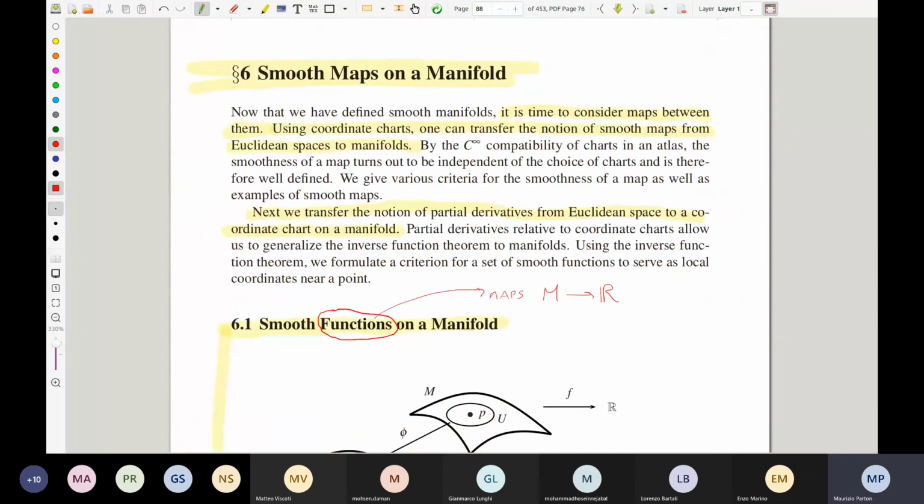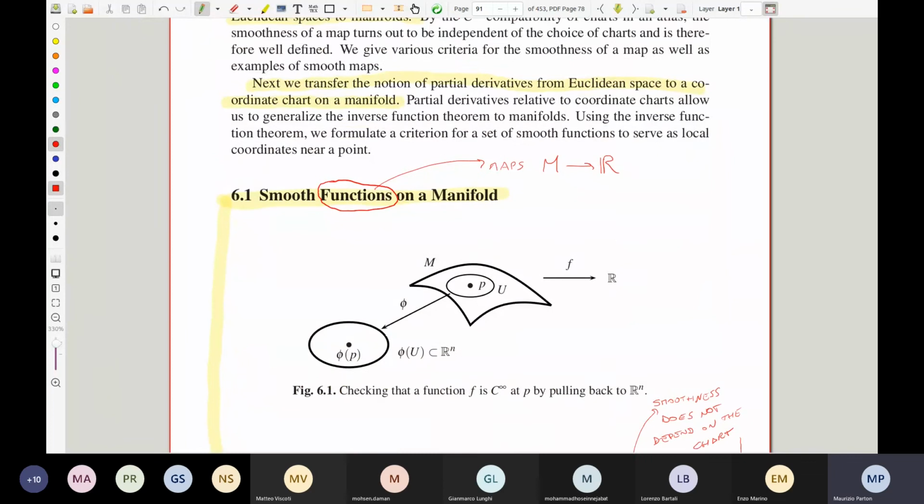So the second ingredient that we need is what are smooth maps on a manifold. Remember, we need the differentiable manifolds in order to do the equivalent of analysis on Rn. On Rn, we do analysis on functions. We take derivatives of functions, okay? So how can we take the derivative of a function on a manifold? But first things first, what is a map of which you can take the derivative? What is a smooth function on a manifold?